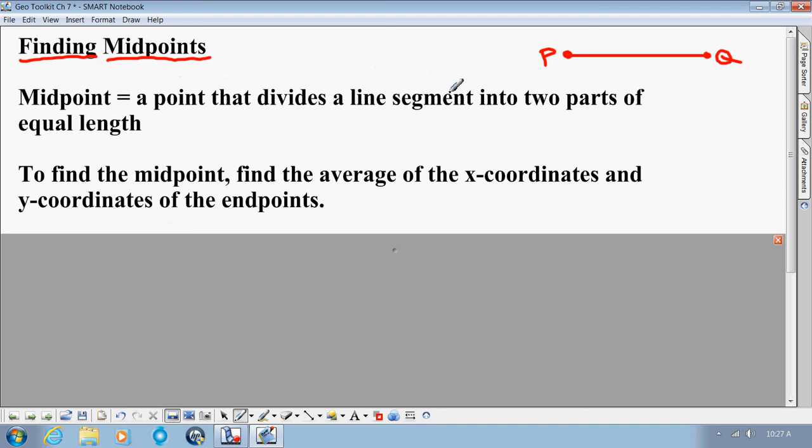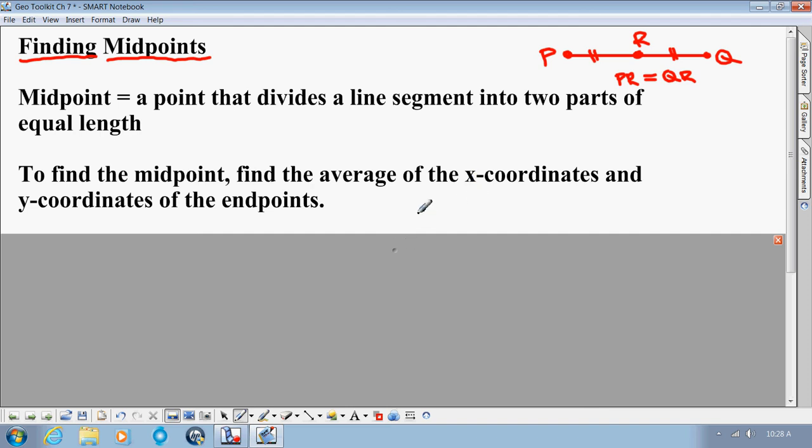So for instance, I've got a line segment PQ. What a midpoint would be is this. Let's say I drew in a point right here and I called it R. What it would mean is this: if R is truly the midpoint, it means that PR equals QR. These two lengths would be equal here. So that's what a midpoint is by definition.